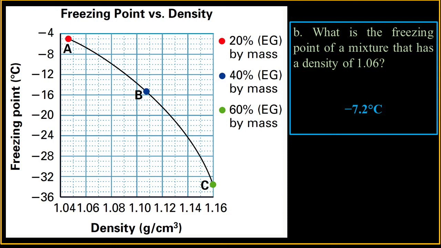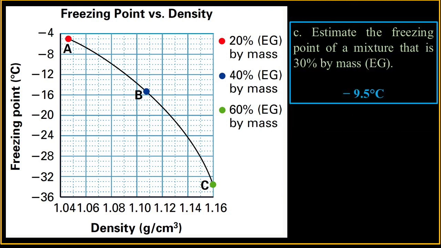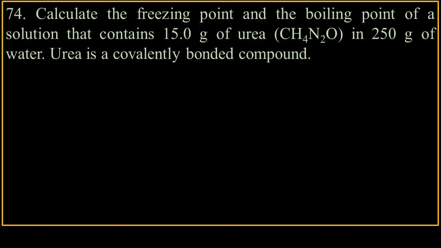What is the freezing point of a mixture that has a density of 1.06? And that's going to be approximately negative 7.2. How they can read the 0.2 is beyond me, but around negative 7. Estimate the freezing point of a mixture that is 30% by mass. So 30% by mass. So you have the dots, 20 and 40, so halfway would be approximately 30, and that would be negative 9.5.